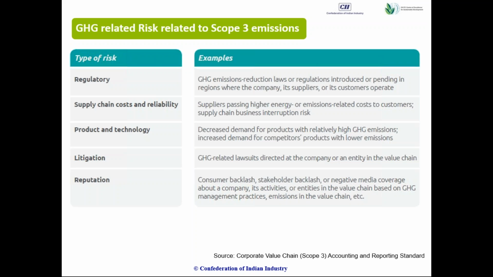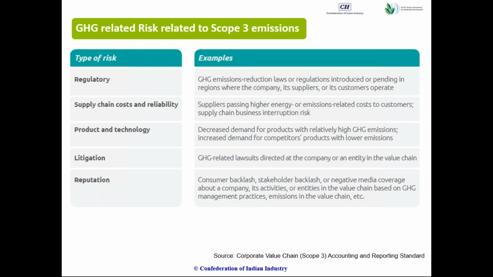Especially, there can be product and technology risk, especially in European countries and outside countries. There's a decreased demand for products which are emitting high GHGs, and there's an increased demand for competitor products with lower emissions, especially from European companies who have to declare their GHG emissions. For them, buying a product which emits less will result in less scope 3 emissions.